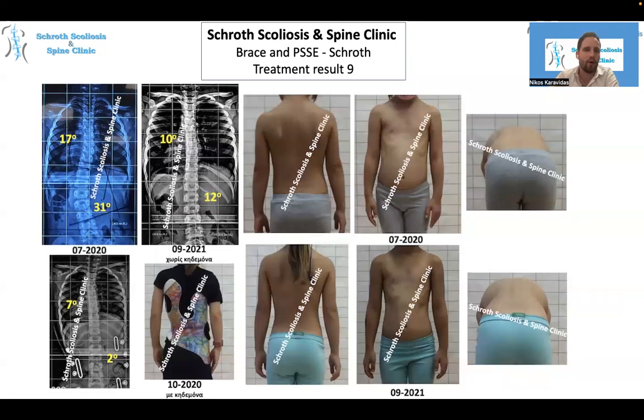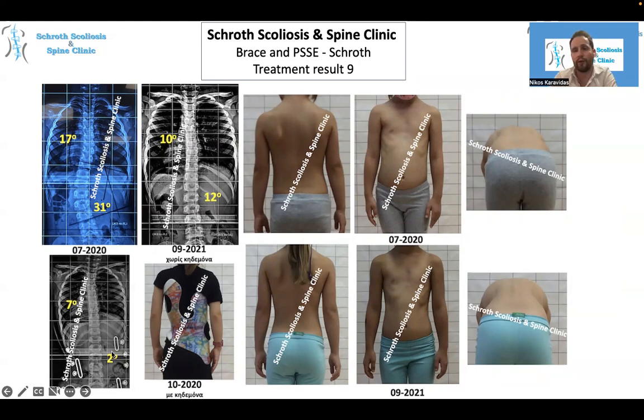Here is a case of 31 degrees of left thoracolumbar scoliosis with 17 degrees of right thoracic. We braced this patient and you can see the very nice correction in the brace. So the curve went down from 31 to 2.